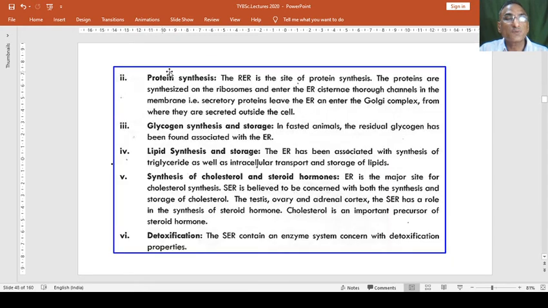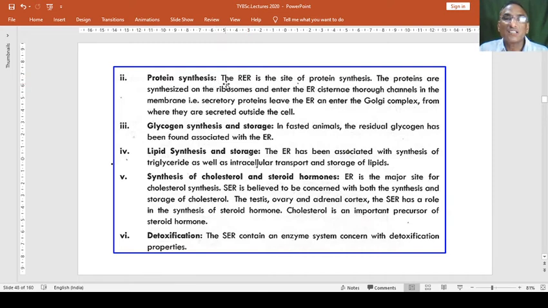Second, the protein synthesis. As previously I told you, the protein synthesis is being carried out in presence of ribosomes and endoplasmic reticulum. Actually, ribosomes are the granules. They, in presence of RNA and some amino groups, form the protein molecule.